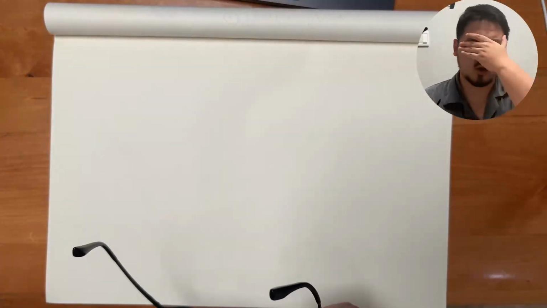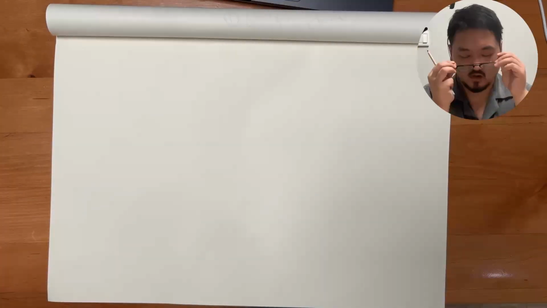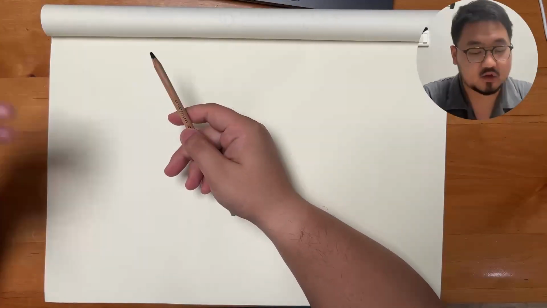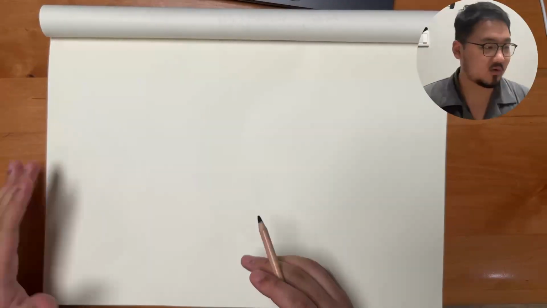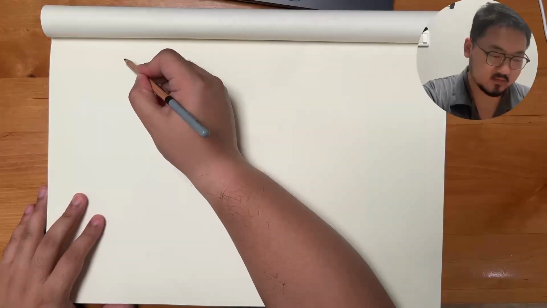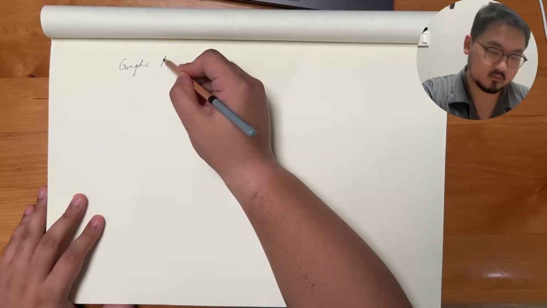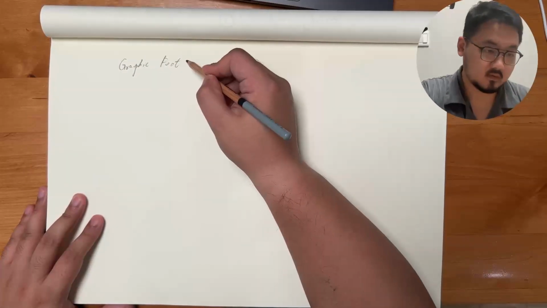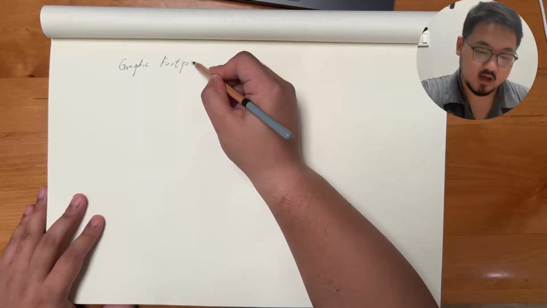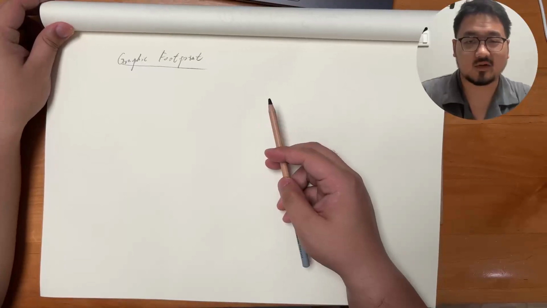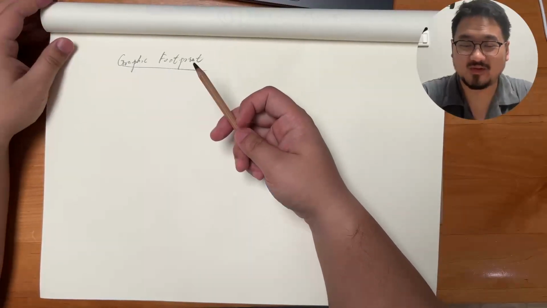When you're doing the actual job of drawing, for example, character design, there's a concept I introduced, called the graphic footprint. I know it sounds fancy, right? Graphic footprint, what is that? It's like a carbon footprint, right?